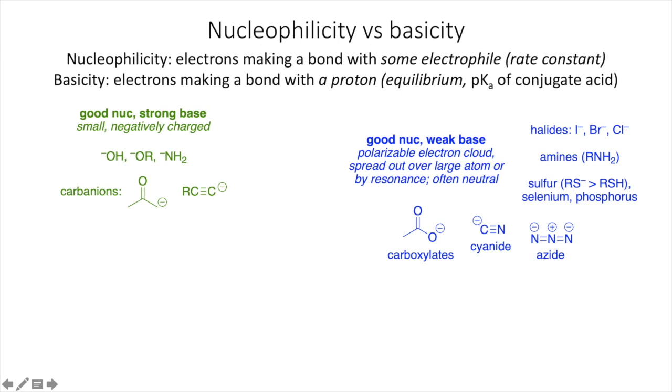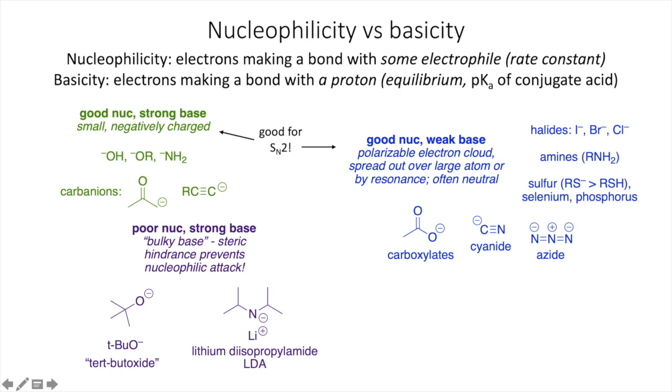Again, these are really good nucleophiles. They're fantastic in SN2 reactions. Particularly sulfur compounds are fantastic in SN2 reactions, but they're not going to be good bases. So again, these classes are what you need to do to affect an SN2 reaction.